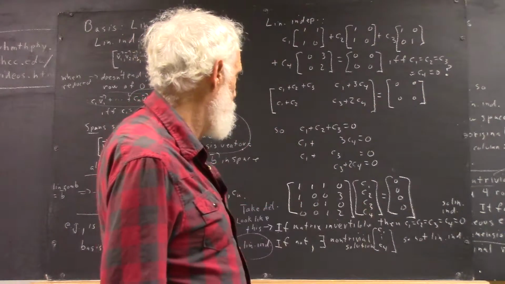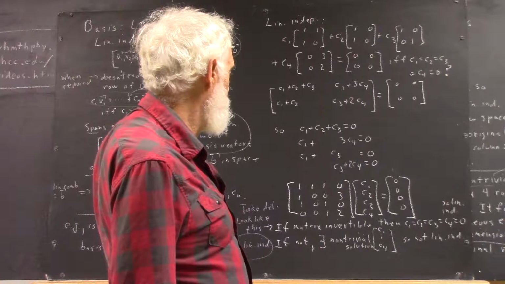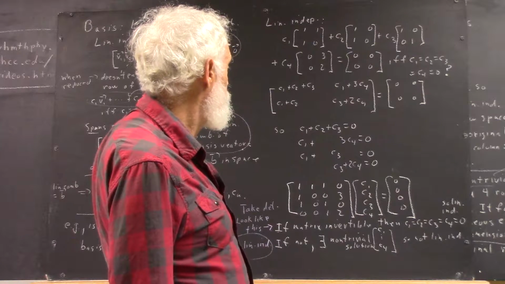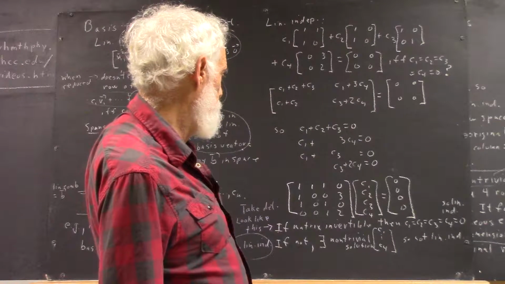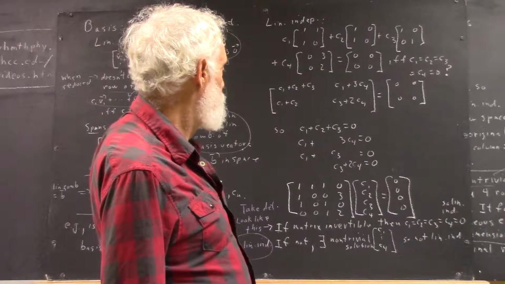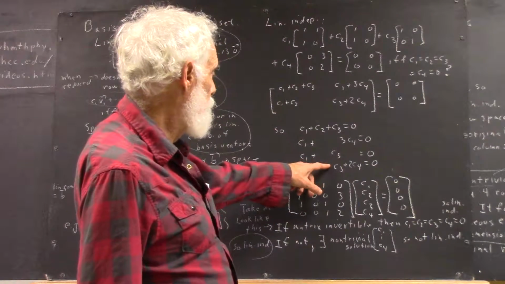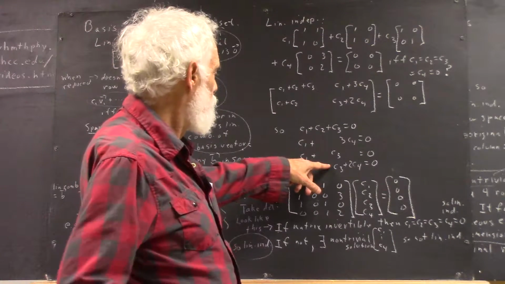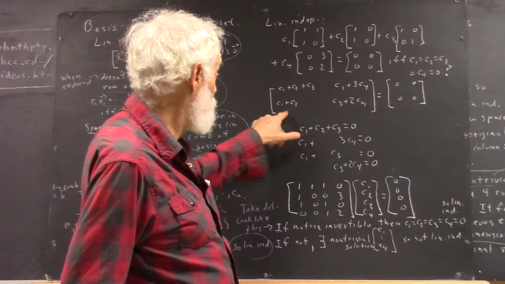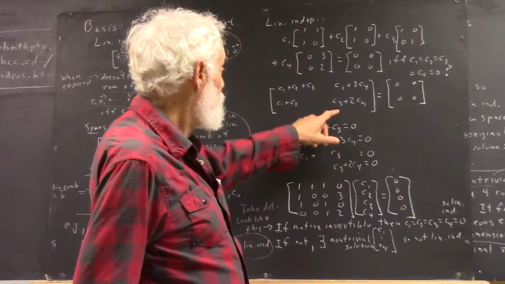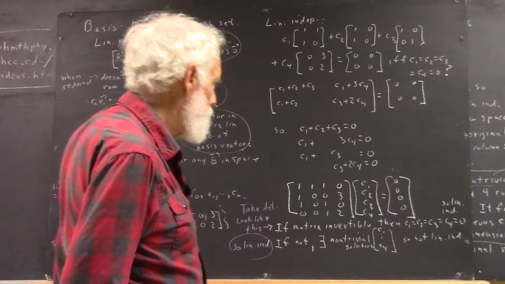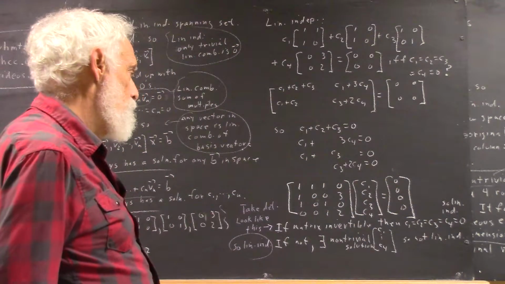This equal to this actually gives us C1 plus C2 equals 0. So I kind of messed up there, because I accidentally wrote down C3 here, which should have been C2. C1 plus C2 should be 0. C3 plus 2C4 equal to 0. All my equations are correct except this one.